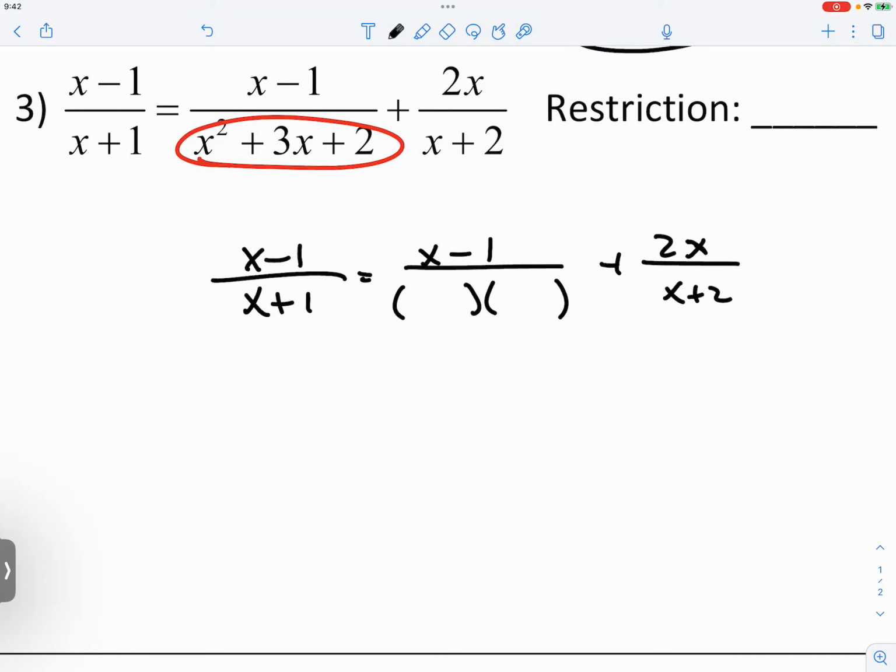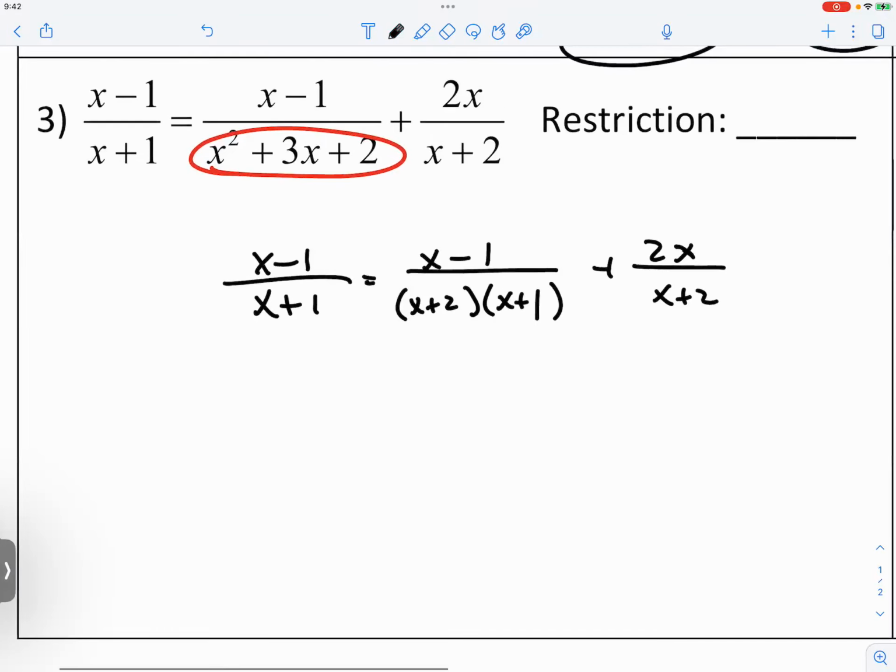So if you factor out the x squared plus 3x plus 2, you would have x plus 2 times x plus 1. Looks very nice because this gigantic denominator is just a combination of the other two fractions' denominators. So now I think we can write down our restrictions. Our restrictions are x cannot equal -1 and -2. Okay, x cannot equal -1, x cannot equal -2.